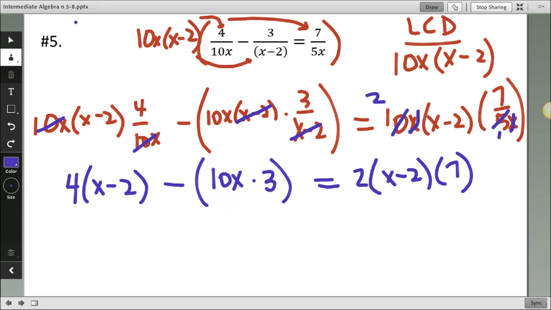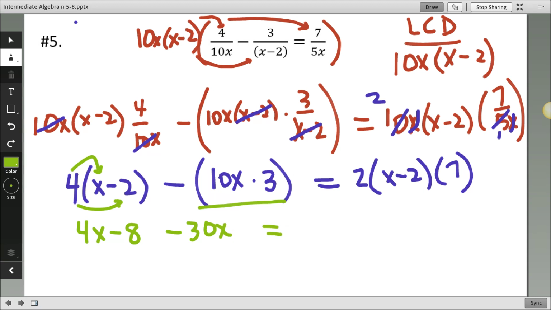Remember, the first thing we do is we distribute where we need to. So we're going to distribute. So let's distribute. So I can distribute here. And that gives me 4x minus 8. I'm going to go ahead and simplify this middle term here. That's 10x times 3 is 30x, and it's minus, so minus 30x. That's really not distributed, but it's still something I can do here.